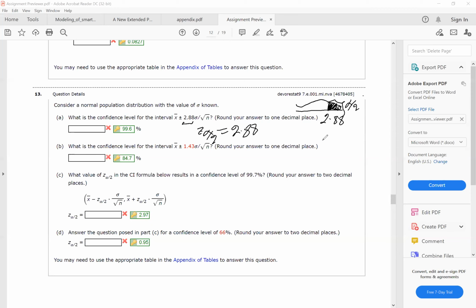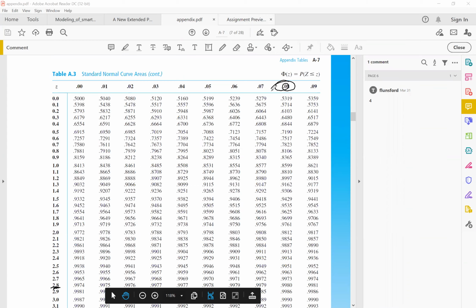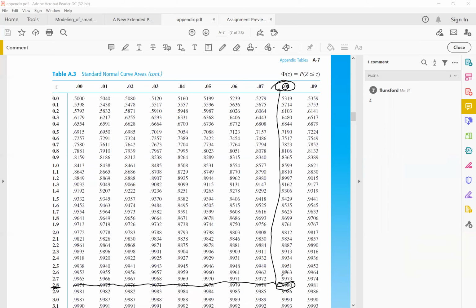Okay, I should solve at least one problem from here. So this is 2.88, and this area is alpha over 2. So go to the Z table. Let me pull up the Z table first. Yes, here is the Z table. Our Z score was 2.88, right? So this is 2.8, and the second digit is 8. So it will be this one, 0.9980. So the area is 0.9980.